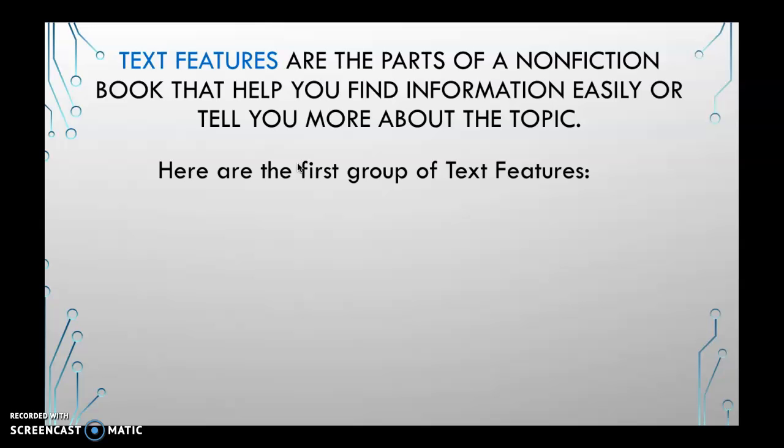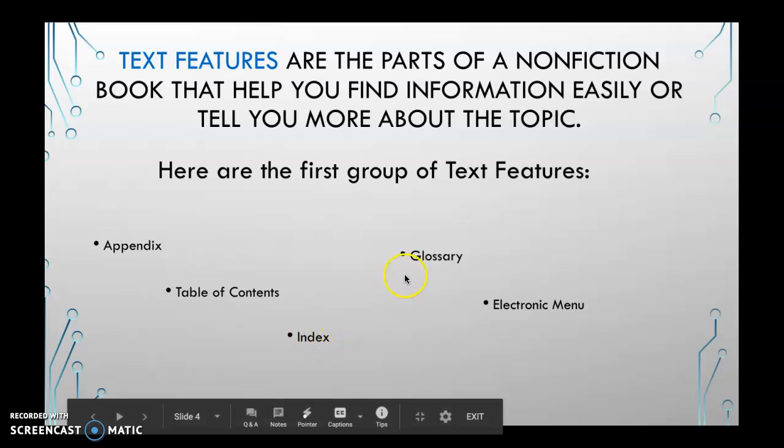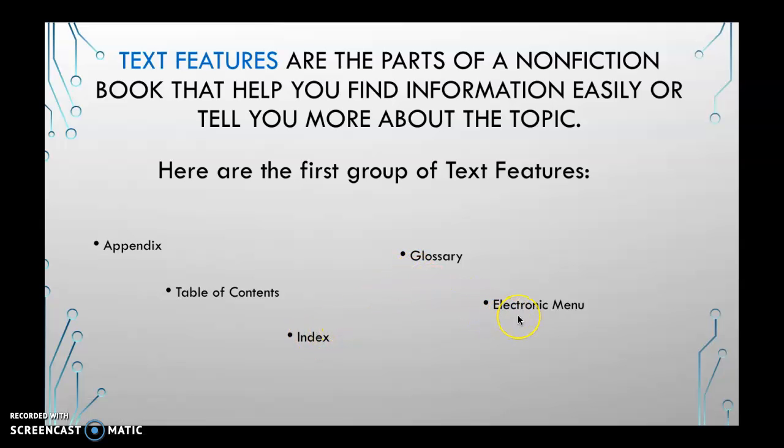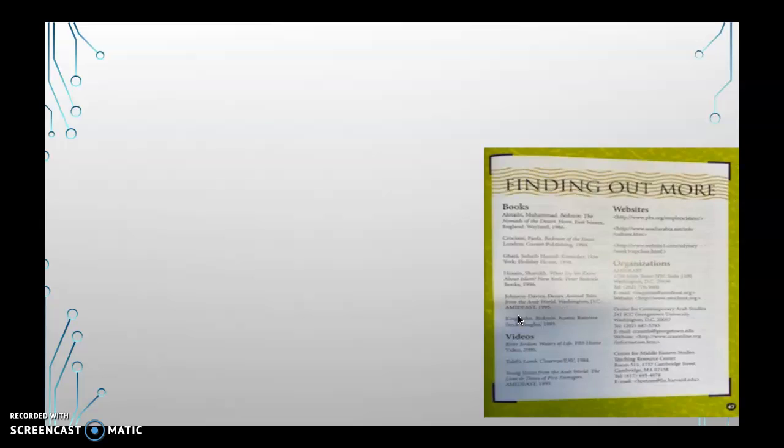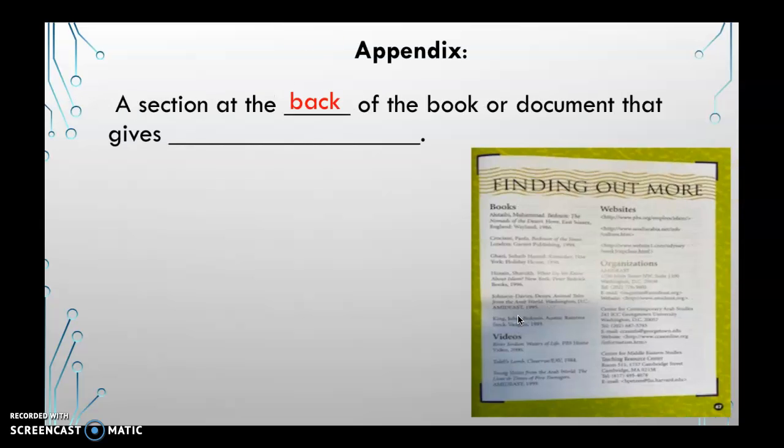And here's the first group of text features that we're going to visit in this lesson. The first one is the appendix, followed by table of contents, the index, the glossary, and the electronic menu. So first, let's look at the appendix.